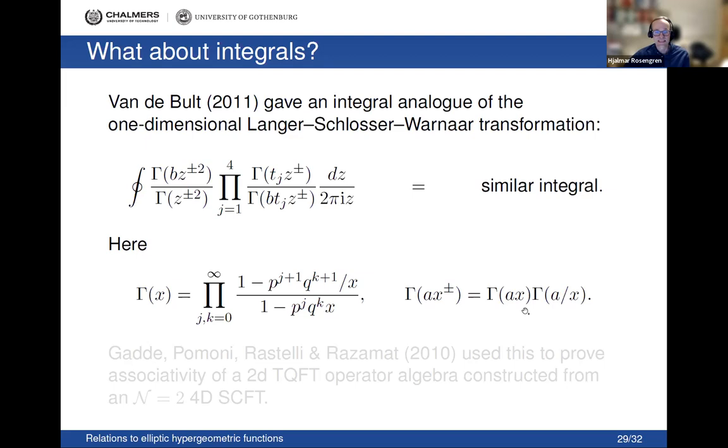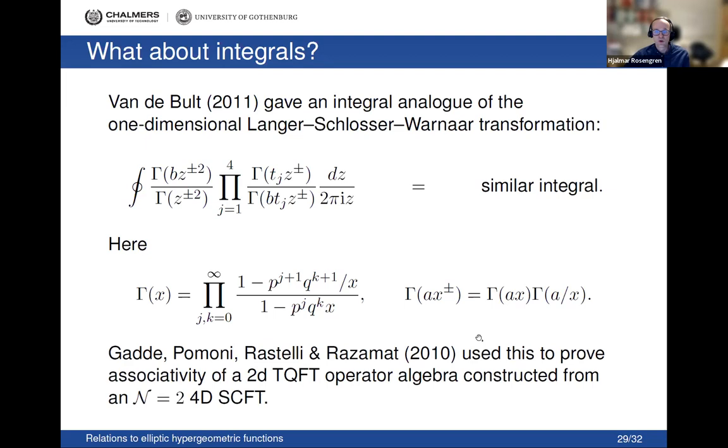And this has some applications in physics. Gadde and collaborators use this. Basically, they have some four-dimensional superconformal field theory. They put this on some surface with holes in it. And then they have some index of this theory. And they say that this index is the same as a correlation function of some two-dimensional topological quantum field theory on the surface. So the holes will be like positions of particles.